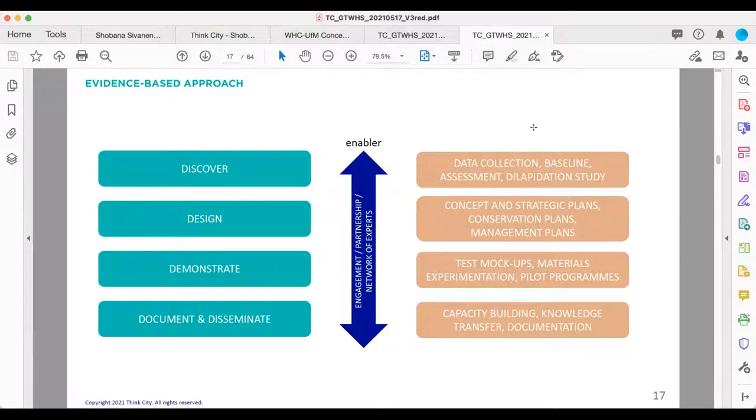It started with data collection, a proper baseline exception, and also a full-scale dilapidation study of the city and its buildings and its assets. From there, a concept and strategies were put in place, conservation plans were drawn up, management plans were organized. And we also had to go through a whole process of demonstrating it, where there were a lot of pilots, mock-ups, material experimentations, and so on. And we also had to build capacity and knowledge transfer and documentation.